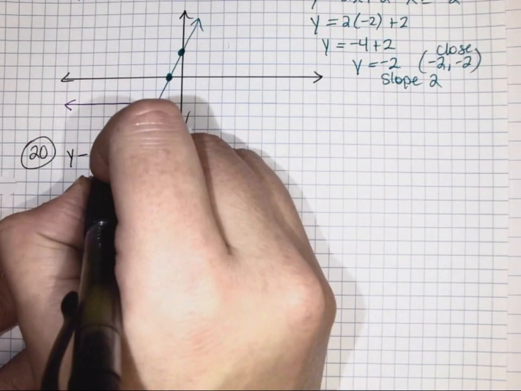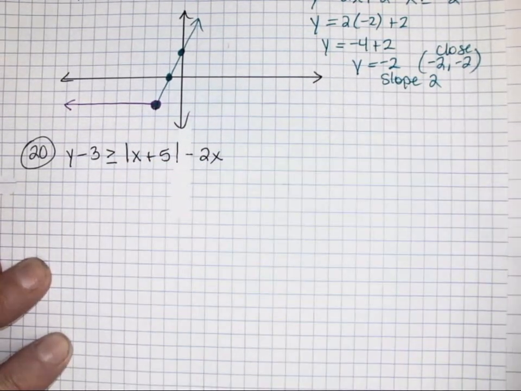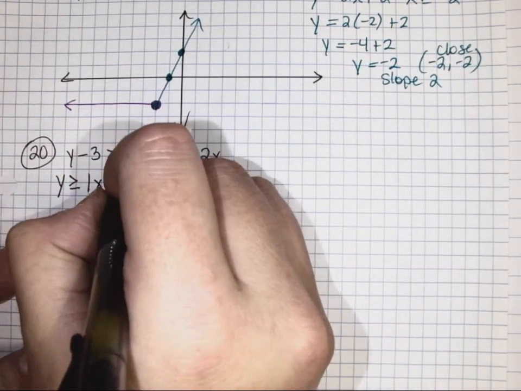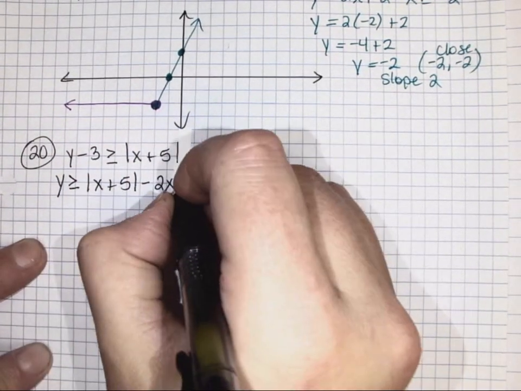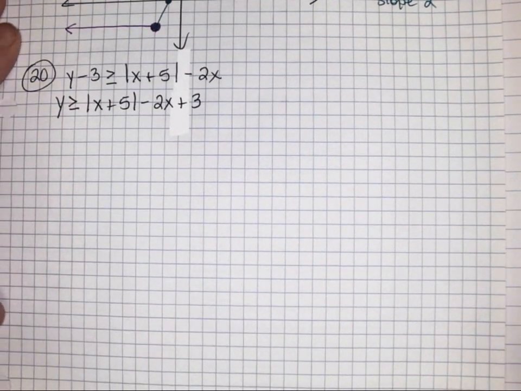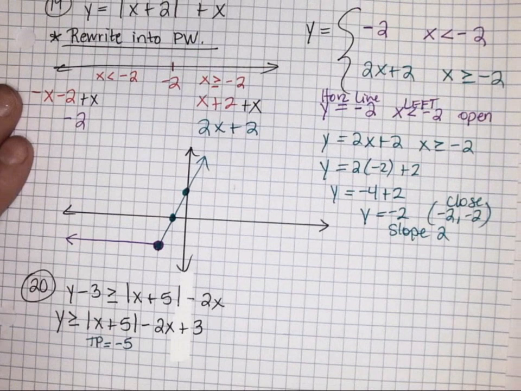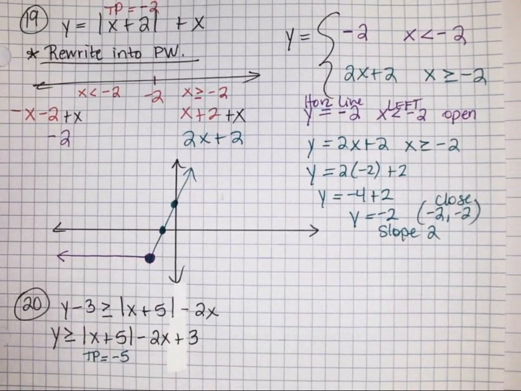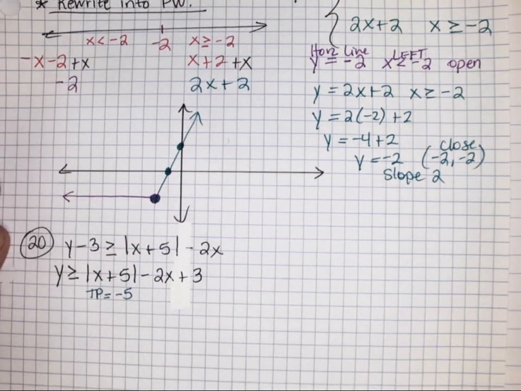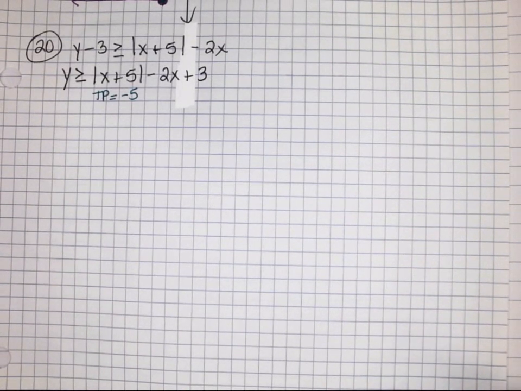y - 3 ≥ |x + 5| - 2x. So let's add the 3 to the other side. So I have |x + 5| - 2x + 3. We need to rewrite this into a piecewise as well. So the turning point is -5. And the reason that we wrote 19 and 20 both into a piecewise is that they had the extra x. Like in this case, notice you've got the extra x outside. So vertex form will not work for that one, and you have to rewrite those in piecewise.